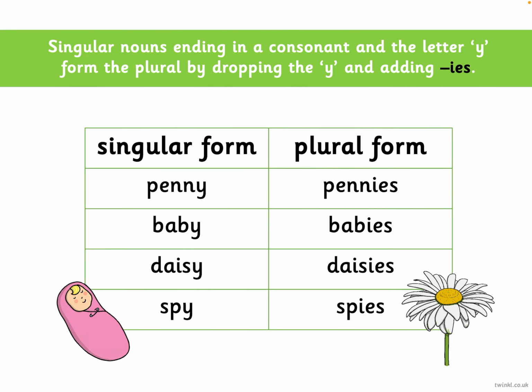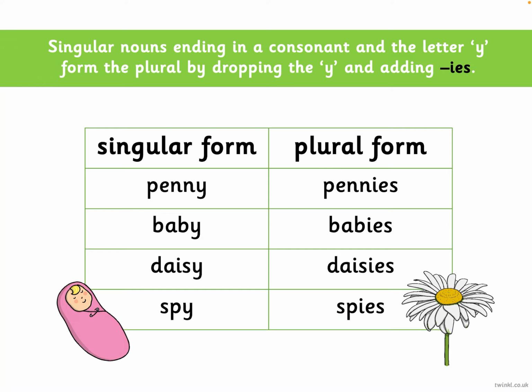But when nouns end in a consonant, so any other letter apart from a vowel, and then a Y, we need to get rid of the Y and add IES. So if we look at these words, penny, so that's NY. N is not a vowel, it's a consonant. So we need to take away the Y and add IES, and it becomes pennies.